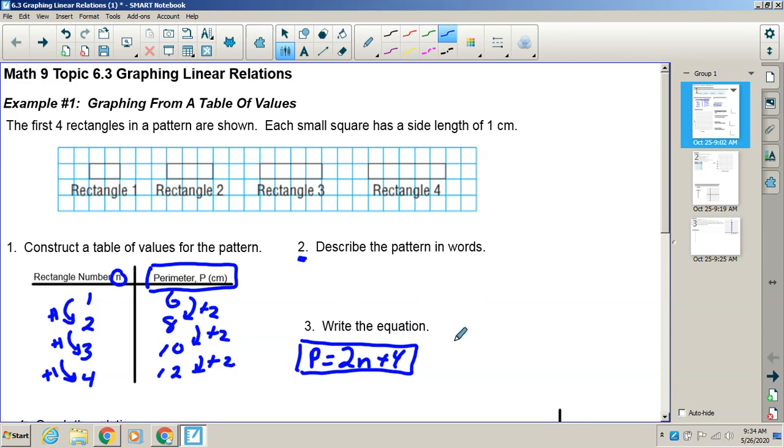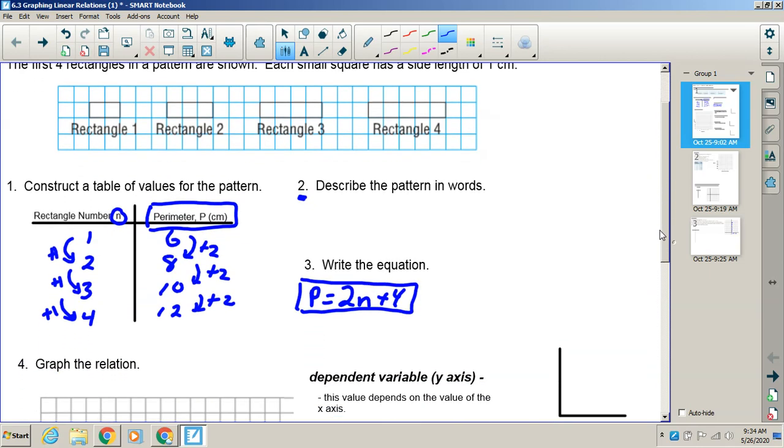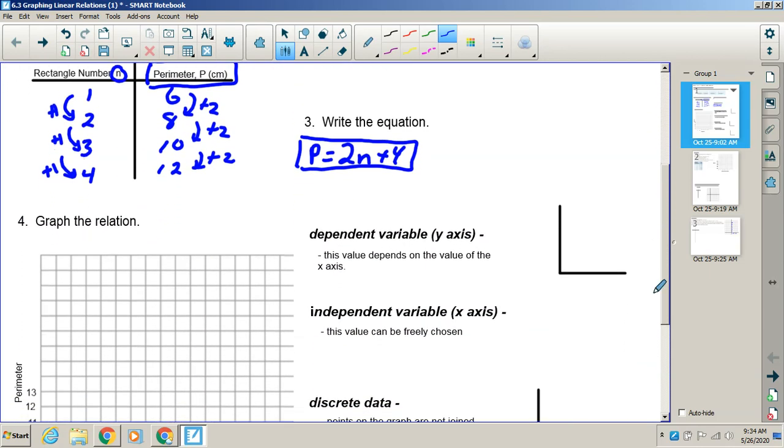We often use the variables they give us in the table, so p and n, but we can also use x's and y's. You'll see that more and more. Whatever's in the first part of the table is always the x value, and this is always the y value. So that is just a quick review of what you've done in topic 6.1. You made a table of values, you wrote an equation, and you described what was going on.